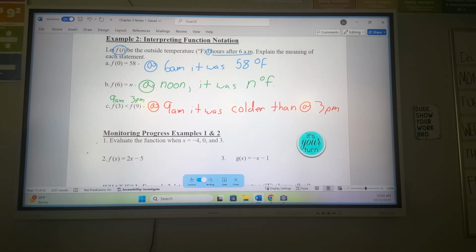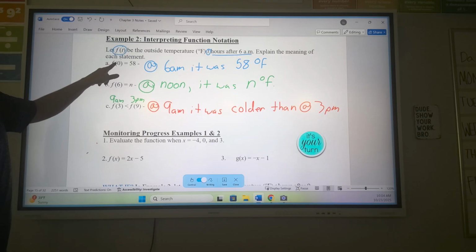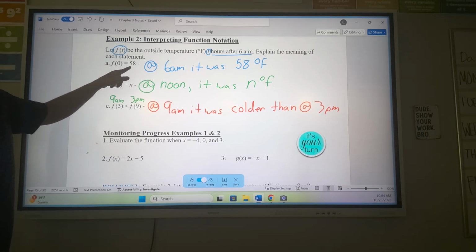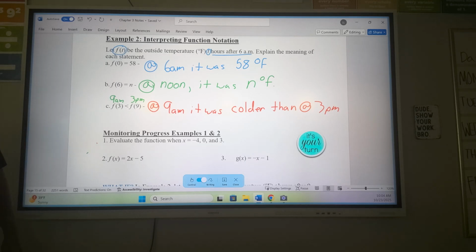Not too challenging, right? We are just reading what this says, and we are writing it down. Again, in this situation, t was the hours after 6 a.m., and our number was the degrees at that time. So now we're going to do our monitoring progress, and we're going to move on.